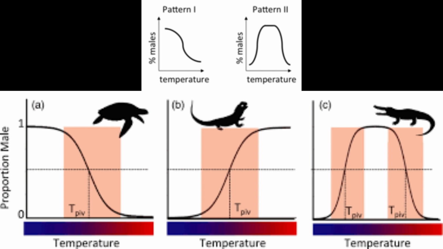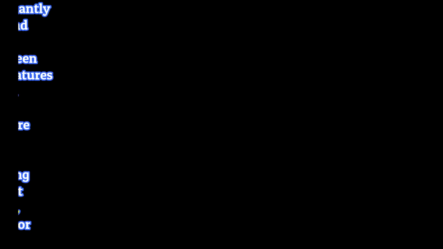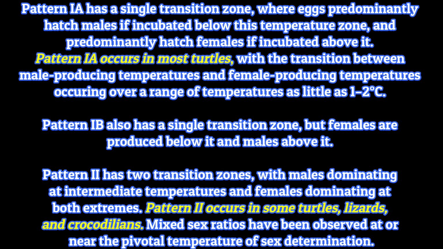And in crocodilians, we see temperatures at the two extremes, cool temperatures and warm temperatures, producing females, whereas medial temperatures produce more males. In all three of these diagrams, we only get a mix of sexes in a very narrow temperature range, very close to the threshold. Temperatures above and temperatures below produce almost exclusively all males or all females. So I've summarized that in this slide so you can pause it and read all the details.